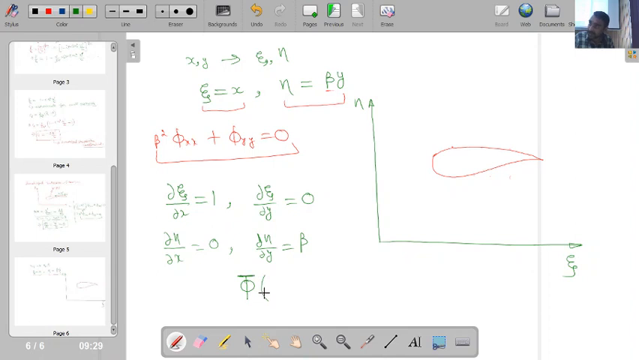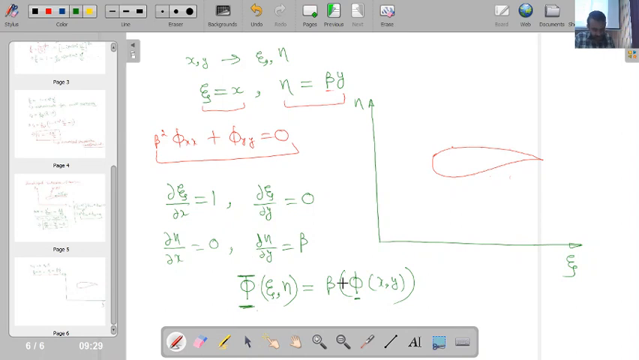Phi bar is nothing but the velocity potential function in the plane zeta comma eta, and this phi bar is related to my velocity potential function phi in terms of beta times phi of x comma y. Obviously I will have a new velocity potential function because I have shifted from this plane to this. Ultimately I want the relationship between this and phi bar, then only can I replace it over here.